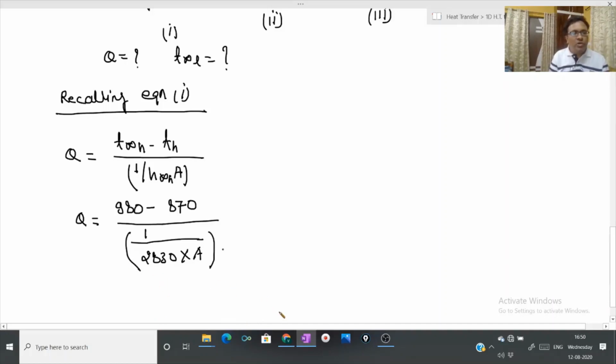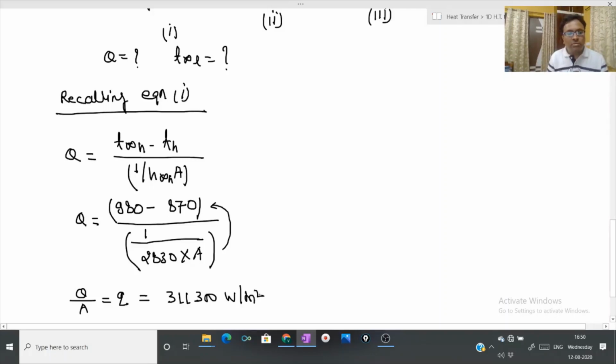So the A will be going on the upper side, and since I don't know the value of A, it will go to this side. So in the next step it will become Q over A, and this will be the flux rate, and its value comes out to 300 watt per meter square. Okay, so I could calculate the value of heat flux rate.